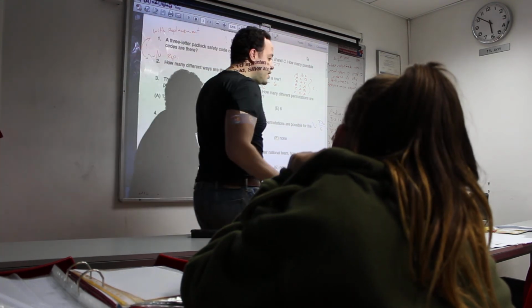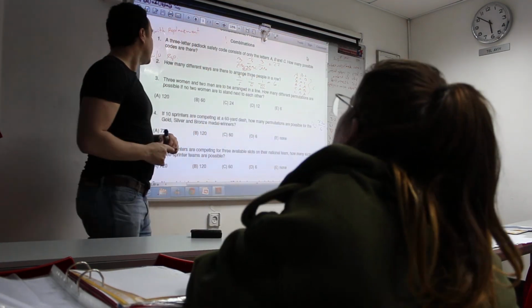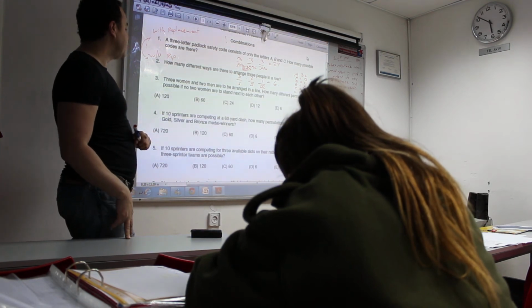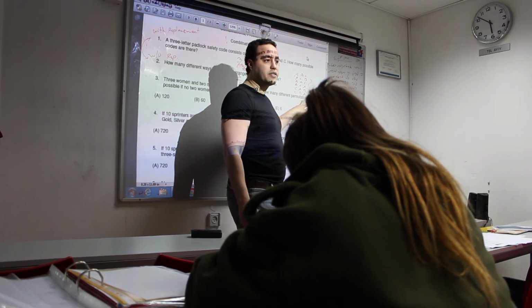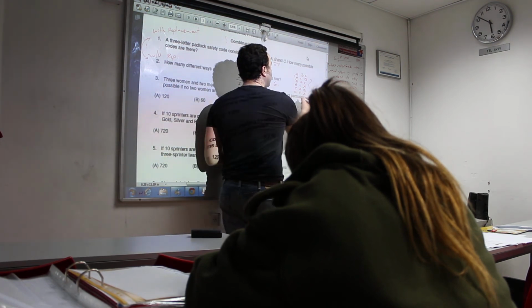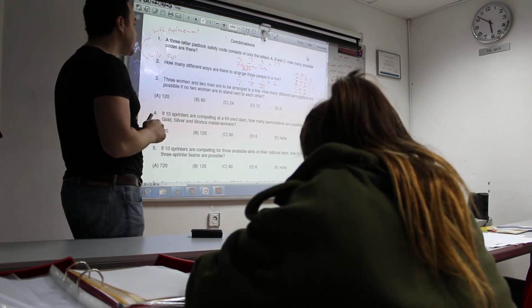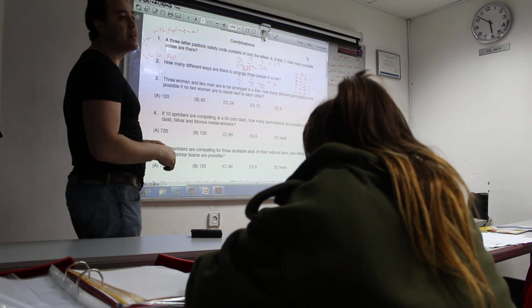Now, let's take it up a notch. Go ahead, question number 3. 3 women and 2 men need to be arranged in a line. How many different permutations? Permutations means arrangements. It also reminds of the word mutations. How many different possibilities are there? If no 2 women are to stand next to each other.